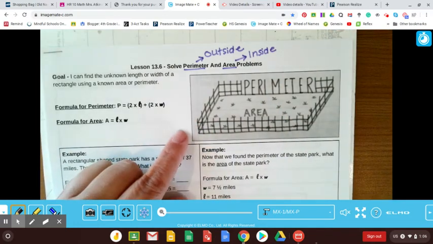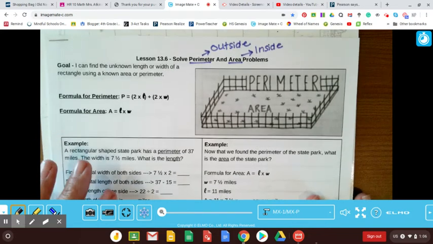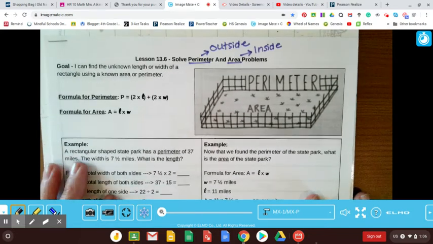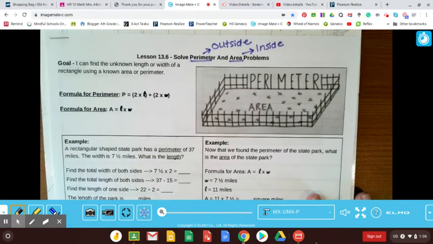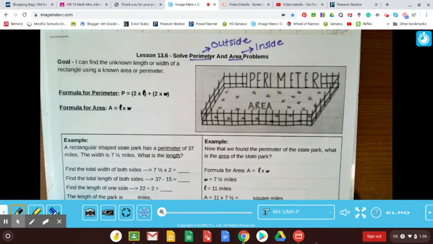Again, if you don't have your guided notes printed out, even just taking notes will be extremely helpful. If you do have them printed out, please fill it out as we go along. If I go too fast, you can always pause it.